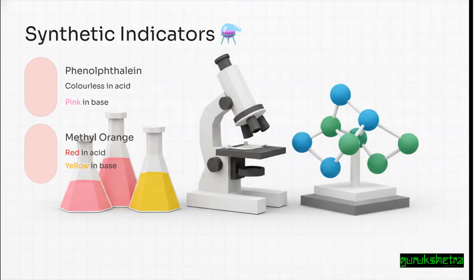Now, you might be wondering, why do we even use synthetic indicators if we already have these great natural ones? Well, in a professional or academic lab, we need extreme precision and consistency. A cabbage leaf might vary a bit depending on where it was grown, but a synthetic chemical is going to react exactly the same way, every single time. They just give us highly reliable, rigidly controlled tests.